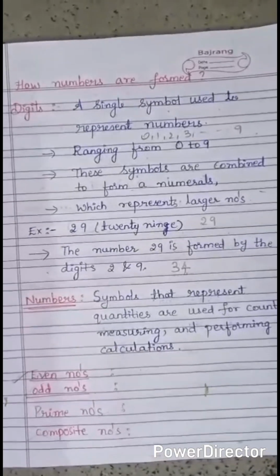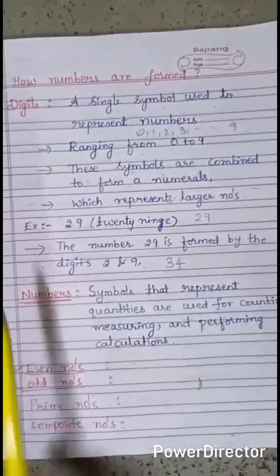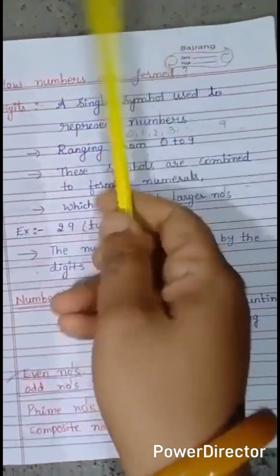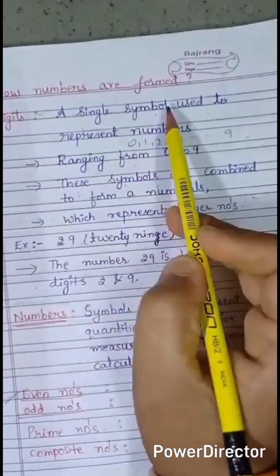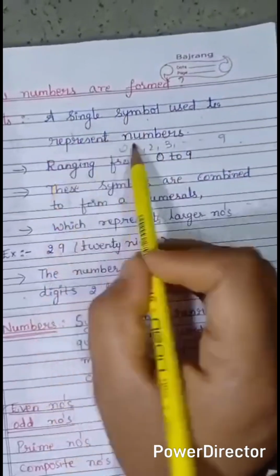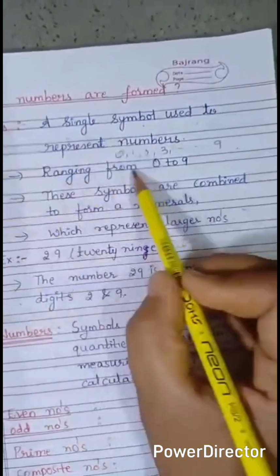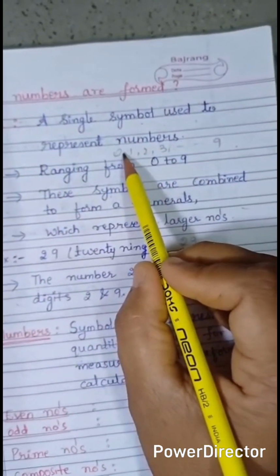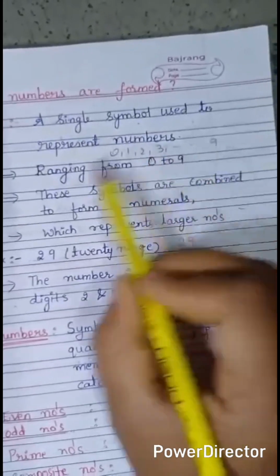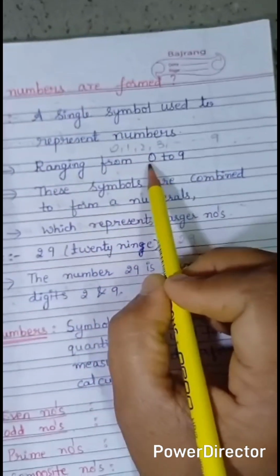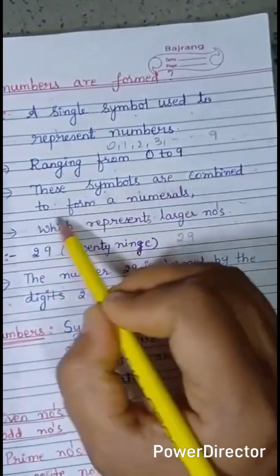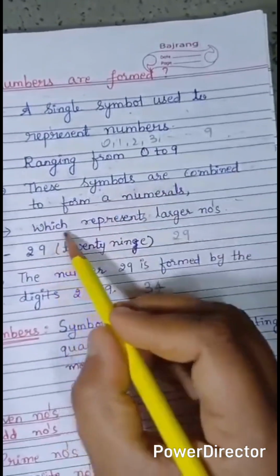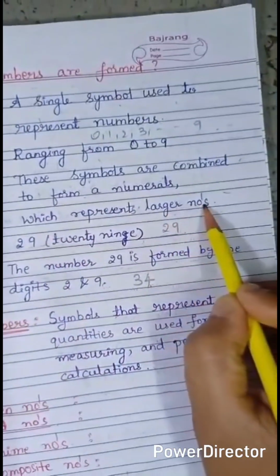Look here. First we need to know how numbers are formed. Numbers are formed with digits. A digit is a single symbol used to represent numbers. Digits start from 0, 1, 2, 3, ranging from 0 to 9. These symbols are combined to form numerals which represent a larger number.